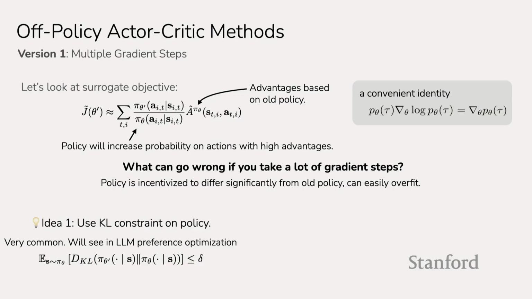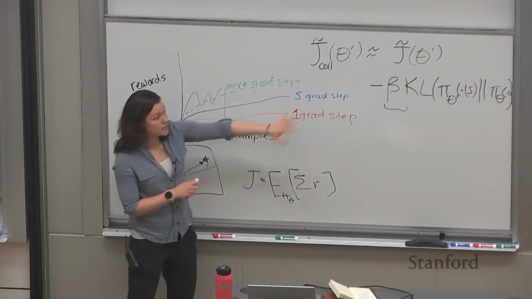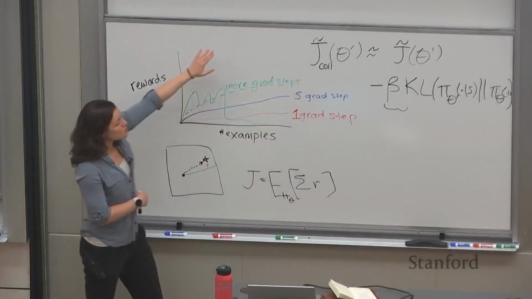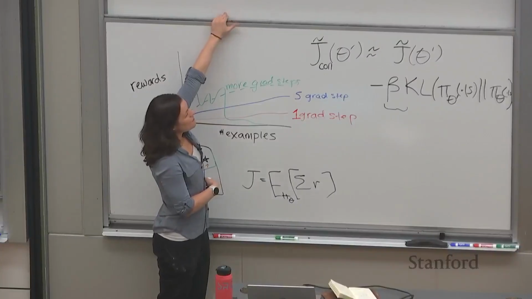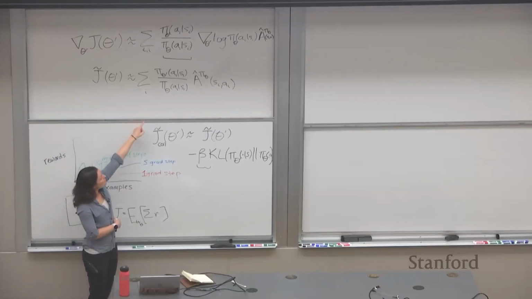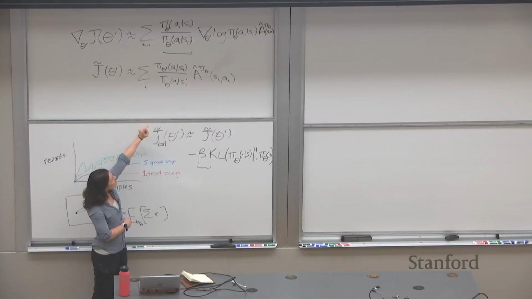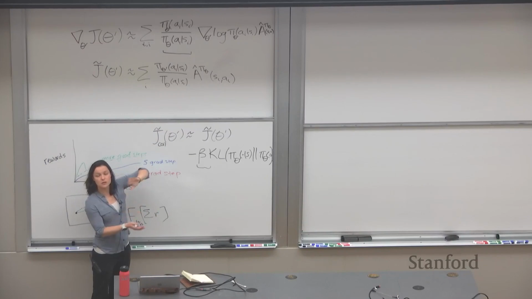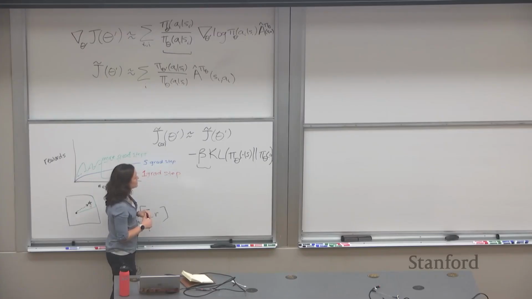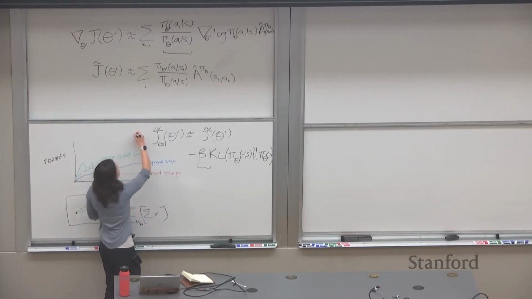And then there's a second idea. We could add a constraint in the objective. The other thing that we could do is, for this ratio right here, we could simply remove the incentive for the policy to change this ratio a lot. The way that we would do that is we could clip this ratio so that the ratio never exceeds some value and never goes below some value. This is version 1.